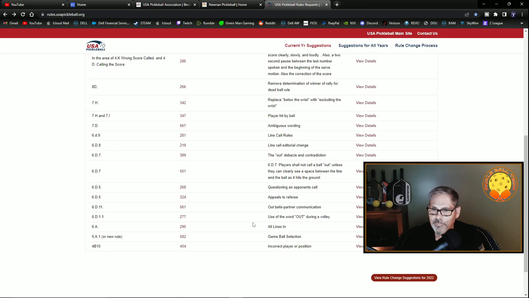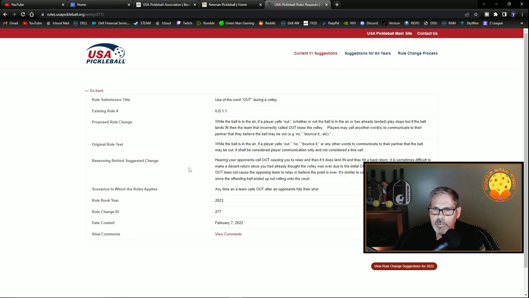All right, I've got to do one more. Use the word out during a volley. So the existing rule is 6D1.1. Oh, this is the proposed change. While the ball is in the air, if a player yells out, whether or not the ball is in the air or has already landed, play stops. But if the ball lands in, then the team that incorrectly called out loses the volley. Well, it landed in anyway. They lost it anyway. Players may yell any other word to communicate to their partner that they believe the ball may be out.